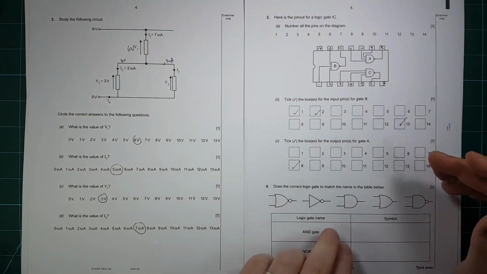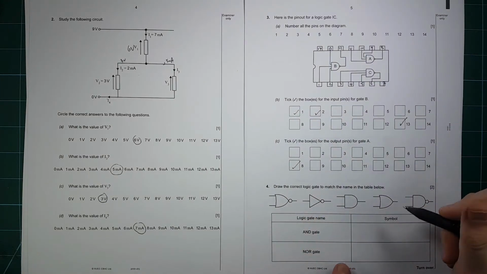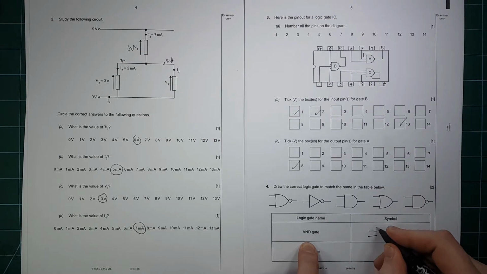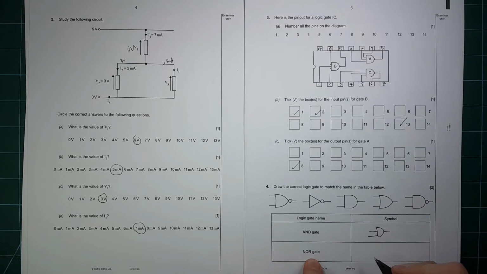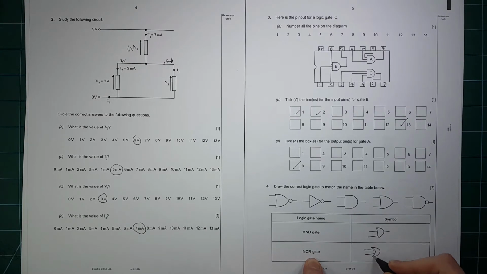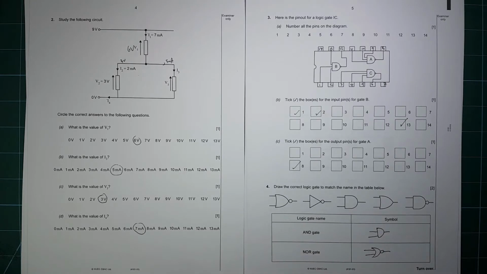Draw the correct logic gate to match the name in the table below. An AND gate is that one there, and the NOR gate is an OR gate with a circle on the end, like so.